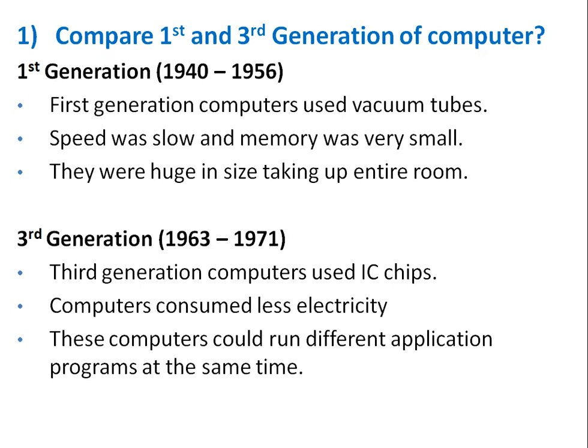Third generations start from 1963 to 1971. Third generation computer use IC chips. Computer consume less electricity. These computers could run different application program at the same time.